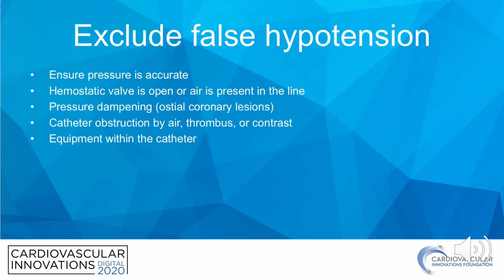It's important before you start treating hypotension that you want to exclude false hypotension measures. You need to ensure that the pressure is accurate, make sure that there's no pressure drift or pressure dampening, ensure that the hypotension reading is not due to obstruction within the catheter, either due to equipment, air, thrombus, or contrast. Ensuring that the pressure reading is accurate is an important step, and it only takes a couple of seconds to ensure that that's the case.